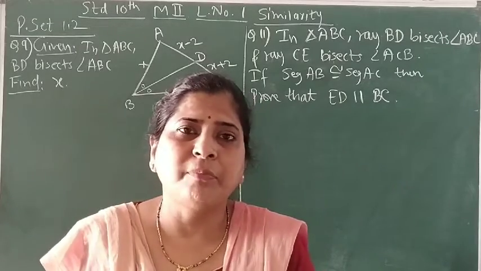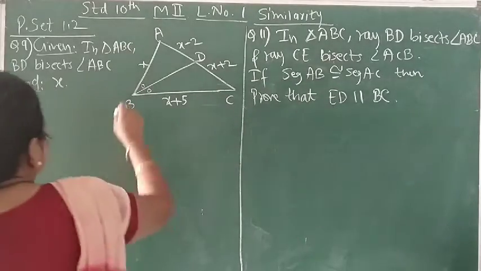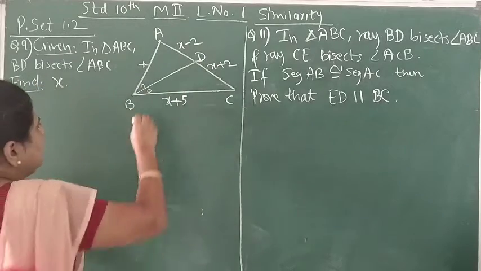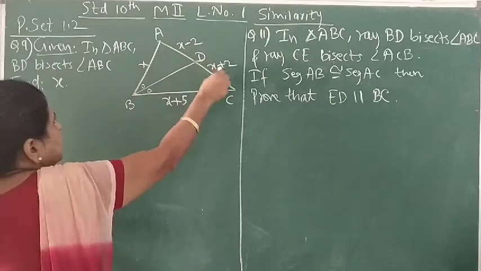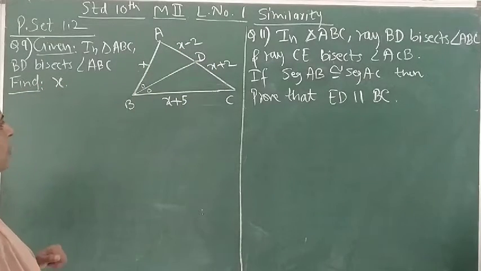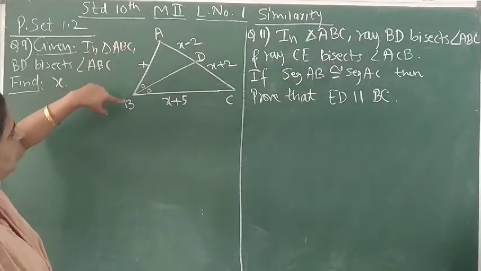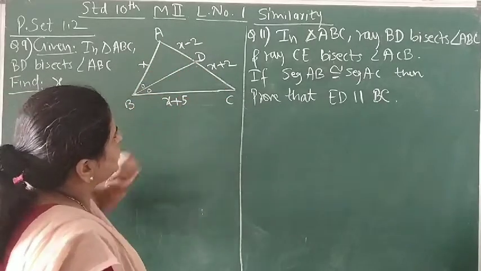Let's see now question number 9. What is this question? In question number 9, it's given that in triangle ABC, BD bisects angle ABC, and these lengths are given in the form of x, and we have to find the value of x. AB is x, BC is x plus 5, AD is x minus 2 and DC is x plus 2.